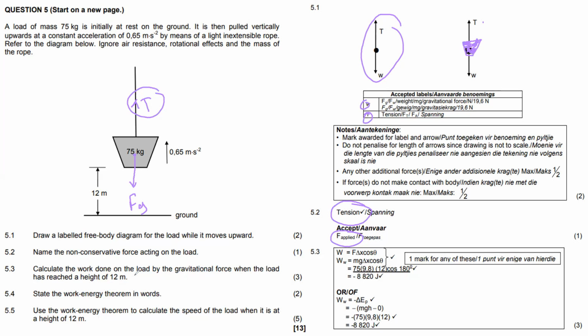Calculate the work done on the load by the gravitational force. This is our formula: work equals force times delta x times cos theta. And then m times g, we have a force, as you see, gravitational force, m times g. M times g times delta x, already 12, we know. And cos 180. Why cos 180? Because, as you see, the object is going up, acceleration direction going up, and then your gravitational force going down. The angle between these two is 180 degrees. Is it clear? Let's say yes.